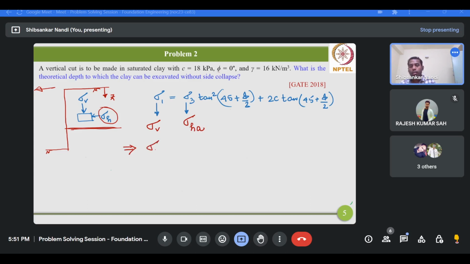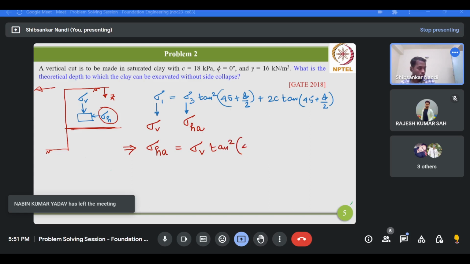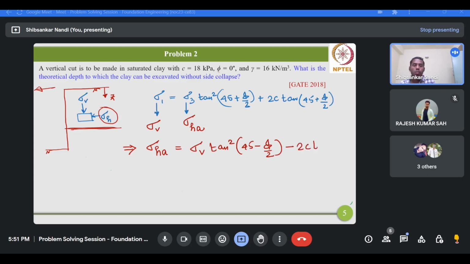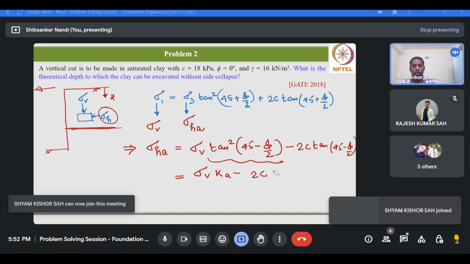So sigma HA, we can write, after simplifying this equation, as sigma B tan square (45 degree minus phi by 2) minus 2c tan of (45 minus phi by 2). Now this you can consider as Ka, that is the earth pressure coefficient with respect to the active condition. So sigma B Ka minus 2c root under K.